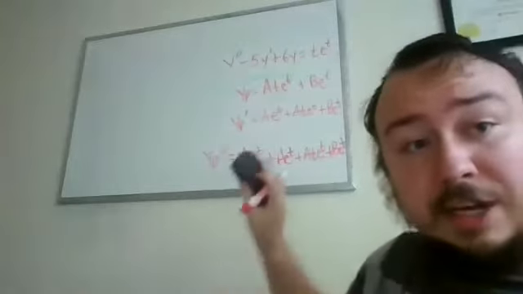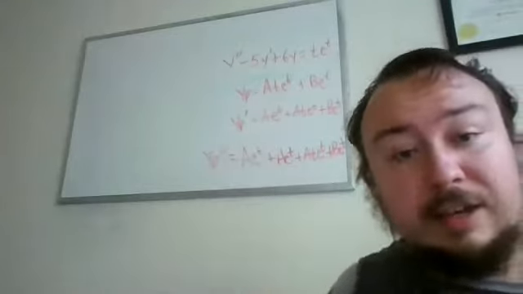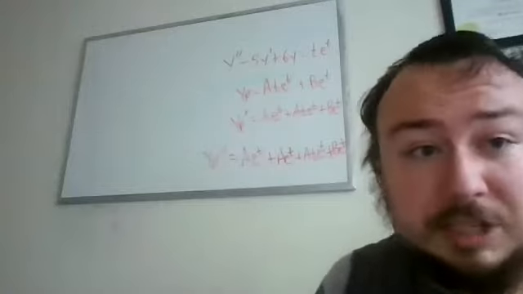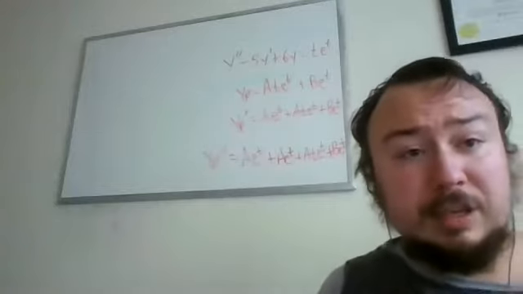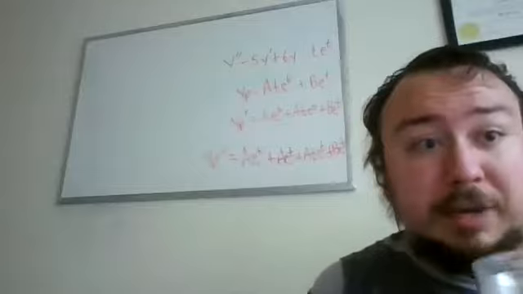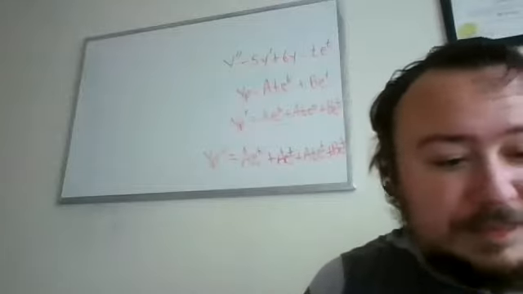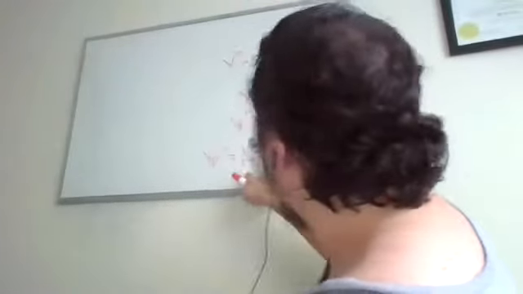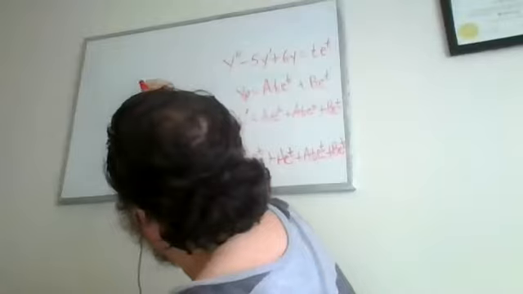Hopefully you guys can, let me know if you guys can't see this up here. I'll try to write a little bigger. So we have all of our derivatives computed, and now we're just going to plug them into our equation, to see what a and b have to be. All right, so let's see here. So we have y double prime. Okay, so this is really just 2a e to the t, so I'm going to write it like that.